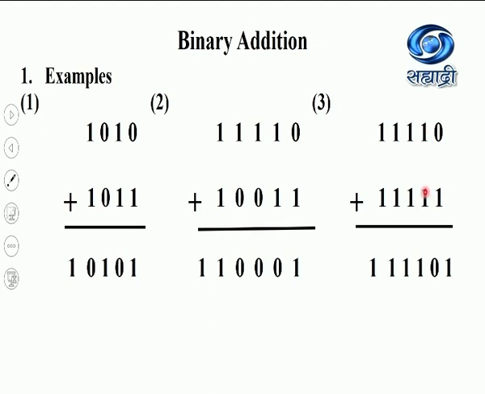Next 1 plus 1, sum is 0, carry is 1. So here 1 plus 1 plus 1, sum is 1, carry again is carried over to the next column. 1 plus 1 plus 1, again sum is 1, carry is carried over to the next column. So again 1 plus 1 plus 1, sum is 1 and we get carry as 1 to the next column. So the addition of these two binary numbers gives the answer 1 1 1 1 0 1. In this fashion we are going to add two binary numbers or two groups of binary bits.